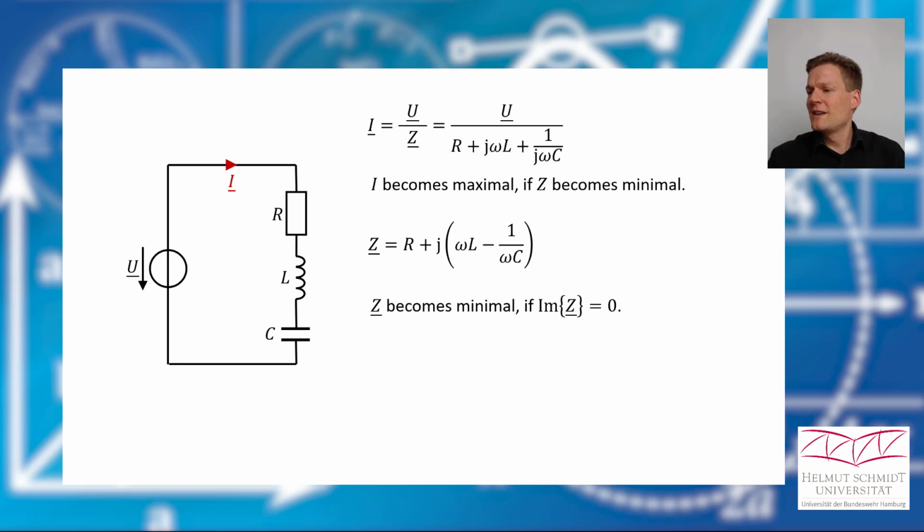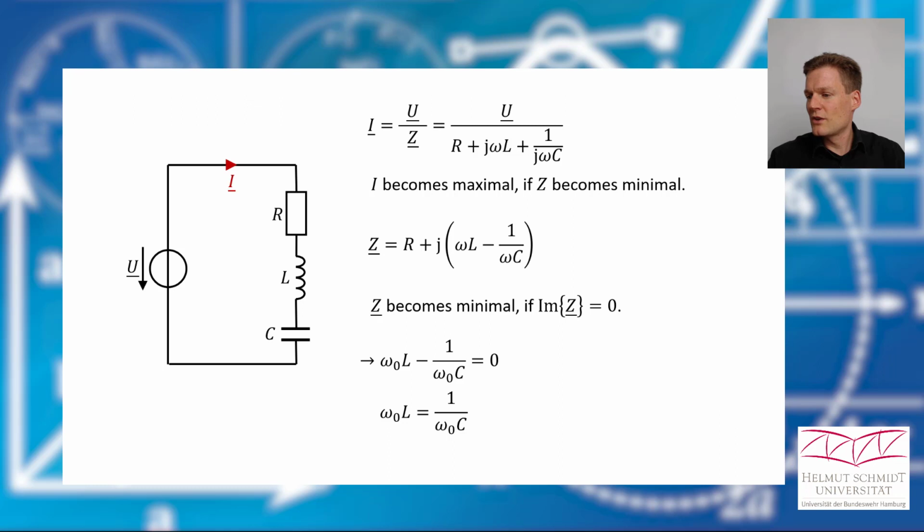Okay, so that means that the expression in the brackets has to be 0, and here I call the angular frequency omega 0. That is just a name for this situation that we have the maximum possible current in our circuit. Okay, so we can solve this equation.